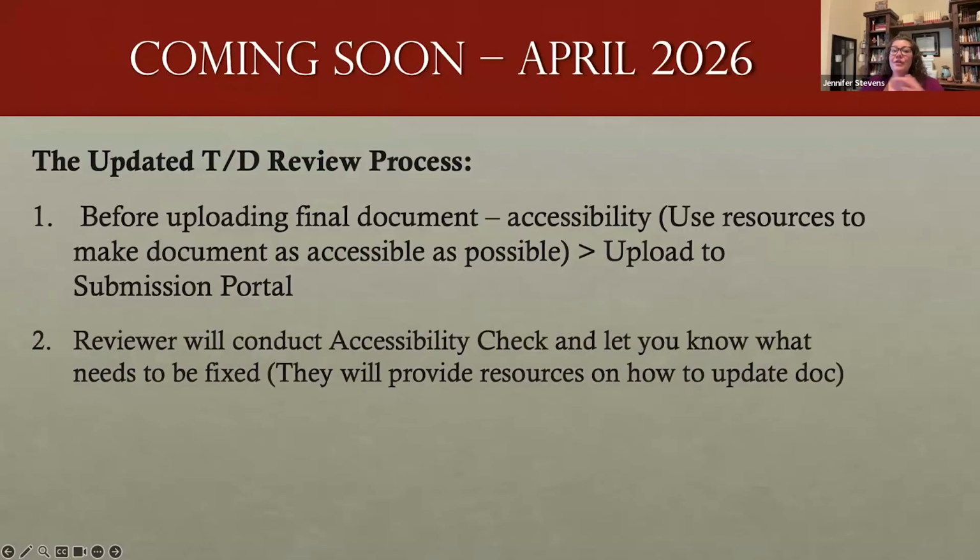After that, one of our reviewers will do an accessibility check, and they'll write you back and let you know exactly what needs to be fixed. So they'll provide you with a checklist, let you know what still needs to be addressed, and then they'll also provide you with the resources on how to do that. And again, if it's something that you're working on and you're stuck and you cannot figure it out, we at the grad college can always help. And also that Office of Accessibility Resources can help as well. So you're not in this alone.